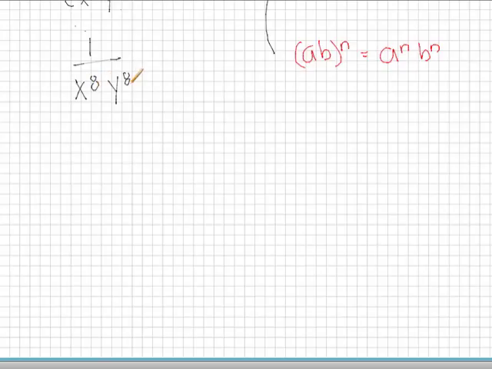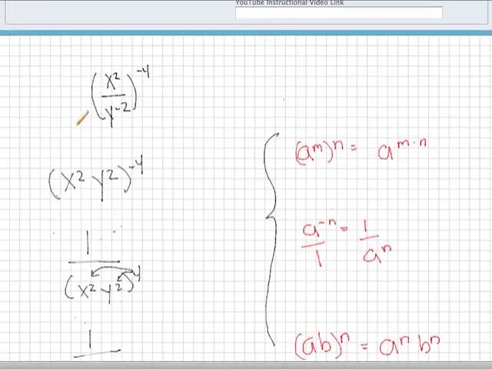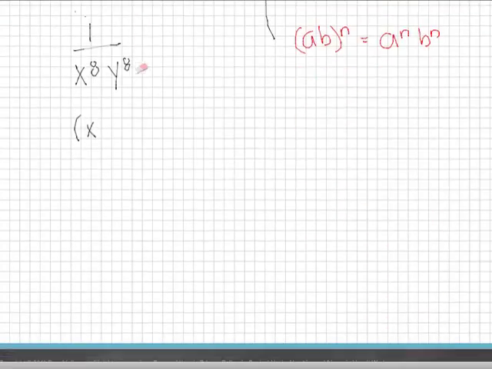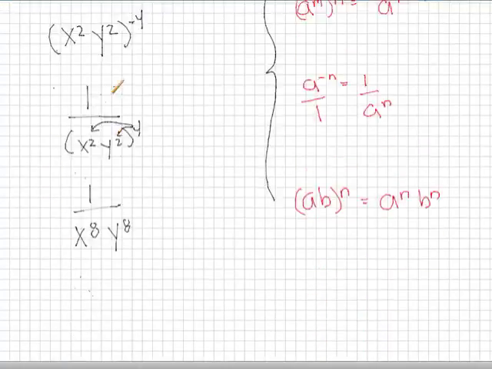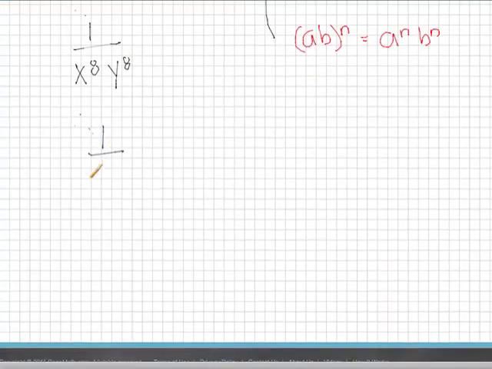Now, since these both have a shared exponent of 8, I'm going to go ahead and use this bottom rule here, but in reverse, which basically says that if I have the same exponent but different bases, I can just pull that exponent to the outside and put those bases inside parentheses. So the final term will look like this. We're going to have 1 over, and then we're going to pull our 8 out and put it on the outside, and our x and y will stay on the inside. And that's your final answer to this problem.